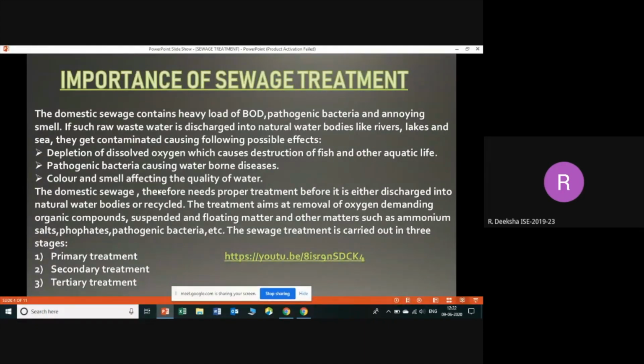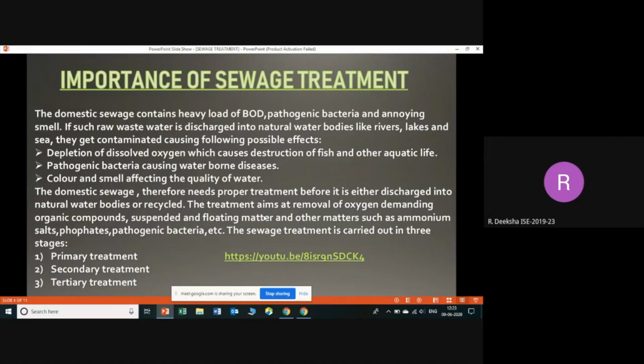So, what happens? Many farmers are increasingly using untreated wastewater for irrigation. And this will be a major danger for people eating raw vegetables, because raw vegetables that have been irrigated with polluted water can cause many diseases. So the domestic sewage therefore needs proper treatment before it is either discharged into natural water bodies or recycled.